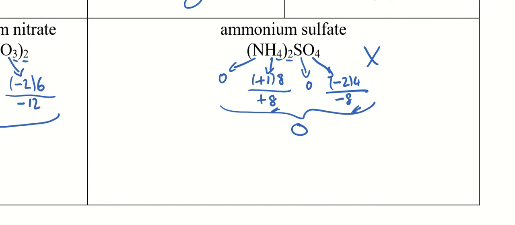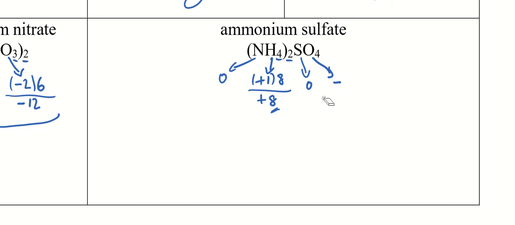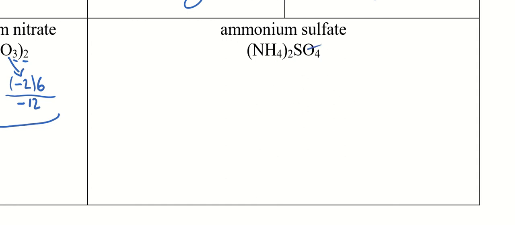Okay, so is there an easier way to determine the oxidation states of nitrogen and sulfur here? Now there is. The simplest, most effective way of determining the oxidation states here would be to think of ammonium sulfate as an ionic compound. Okay, so the ionic compound ammonium sulfate is composed of ammonium ions, since there's two of them, and a sulfate ion.